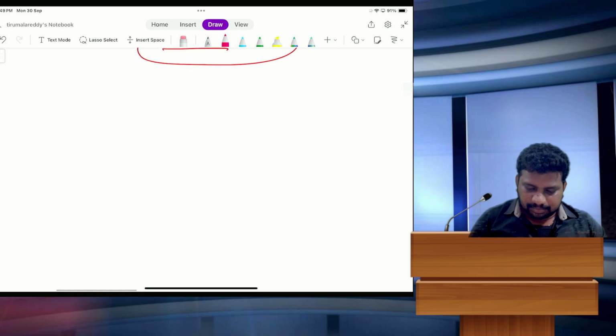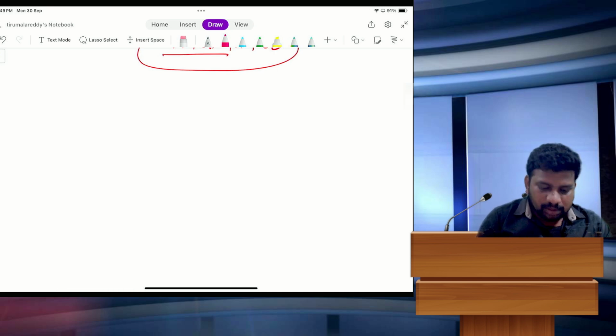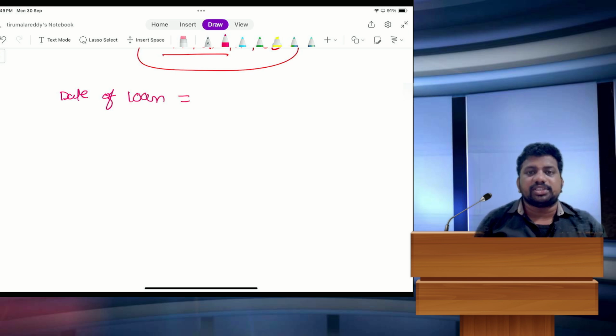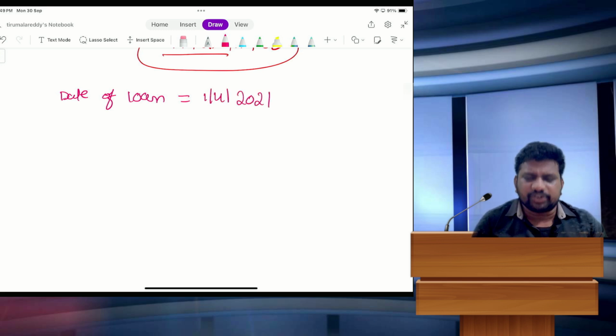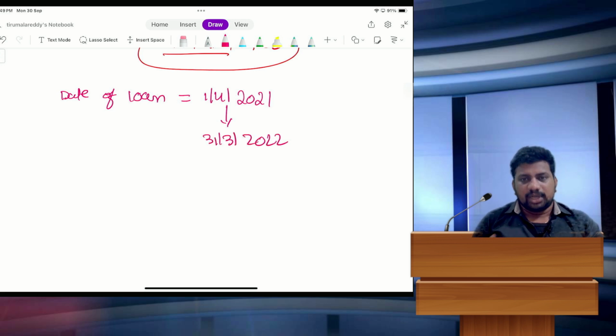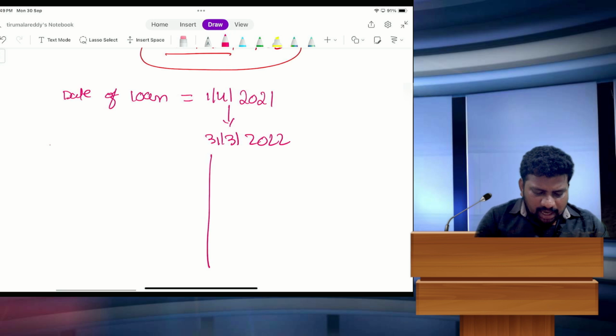So, what is the date of loan? The date of loan is 1/4/2021. So, my year closes on 31st March 2022.